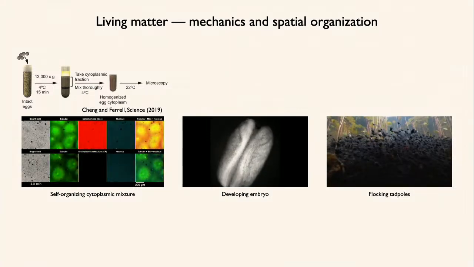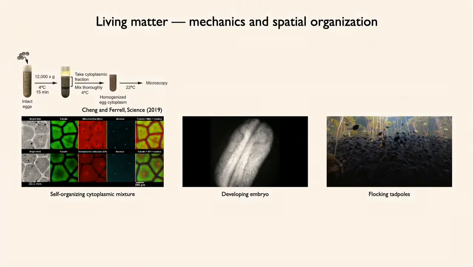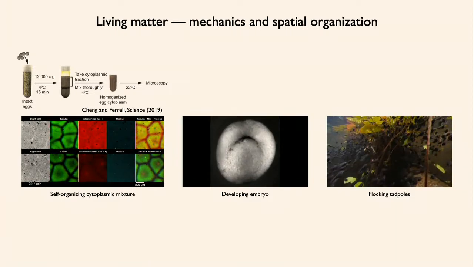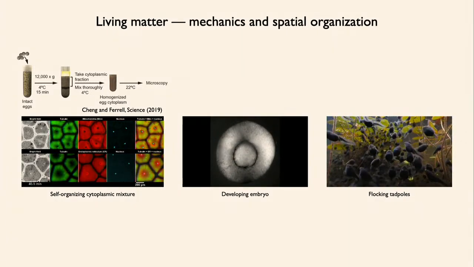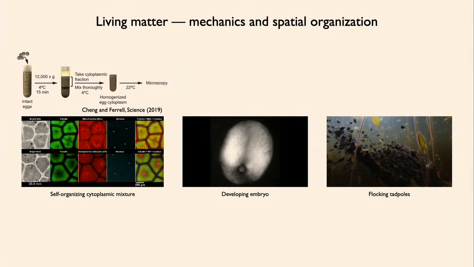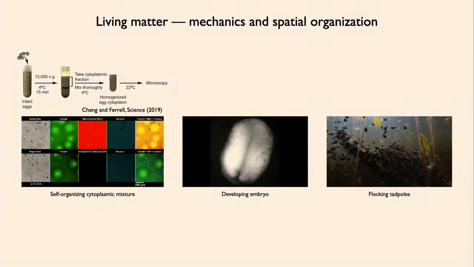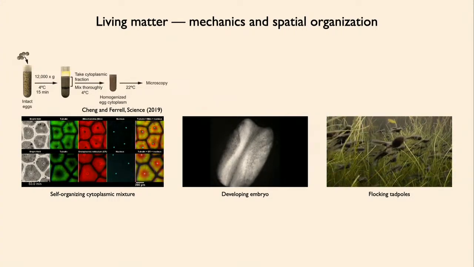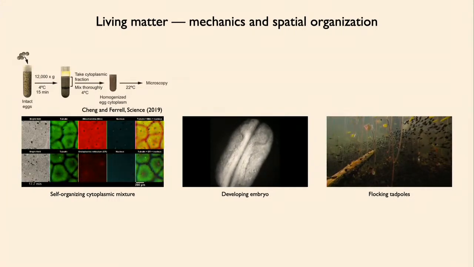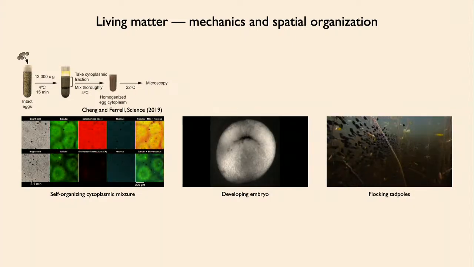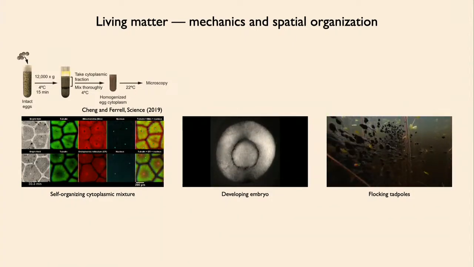What you're seeing on the left is frog eggs which are taken and crushed, and the extract of those frog eggs is taken and put under a microscope, and you see this spontaneous self-organization, spatial organization of that cytoplasmic mixture. This is organization at the molecular scale. If, of course, these eggs would survive this crazy experimentalist, they would naturally undergo development.